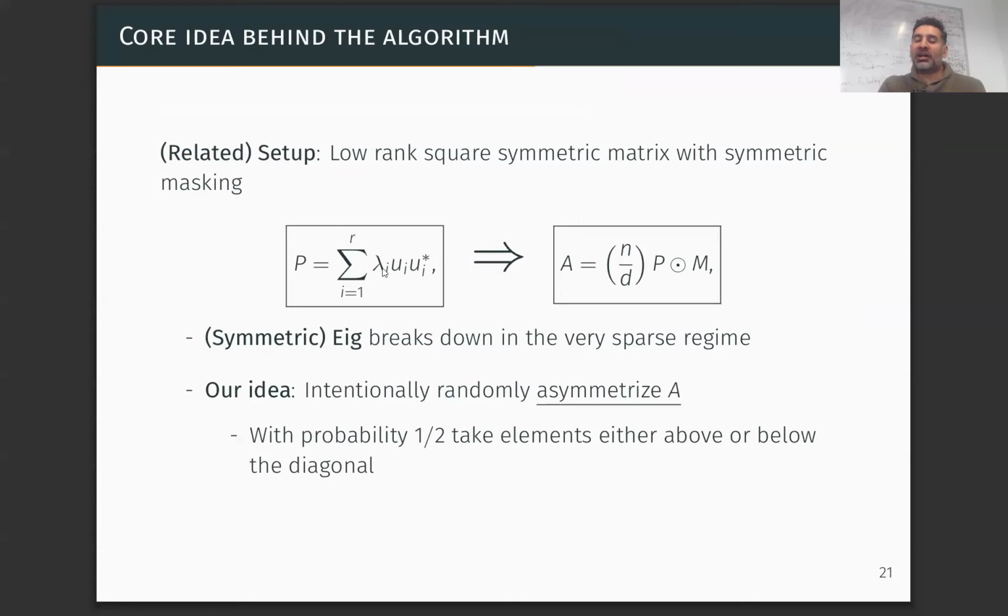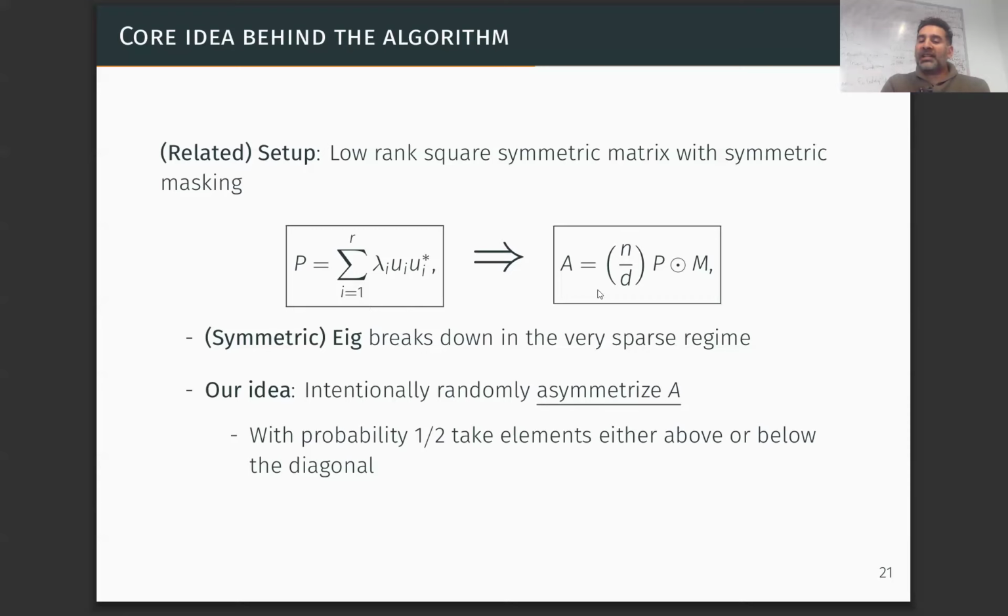So the sum from i equals 1 through r of lambda_i u_i u_i transpose, right? It doesn't matter if it's complex. And now we're looking at this matrix here. The point is, we have this matrix again with the symmetric mask. So M is that masking matrix, and it obeys the symmetry constraints the way it would have for the SVD, except now it's symmetric. So it's a symmetric masking. The same situation that happens in the SVD happens here as well.